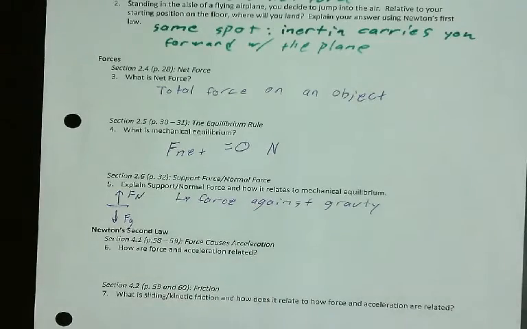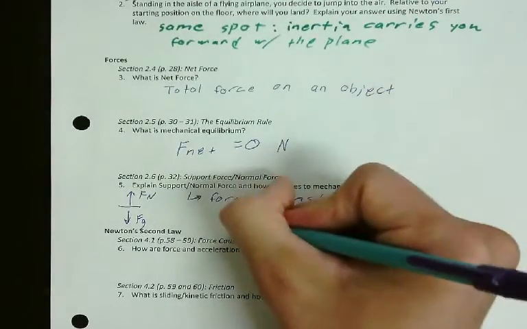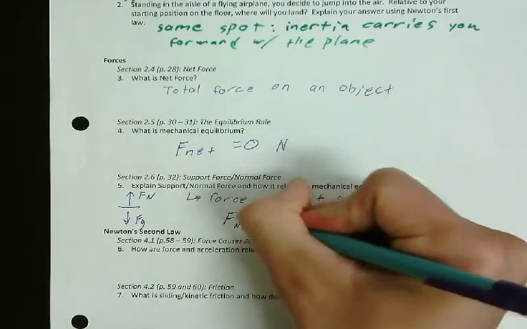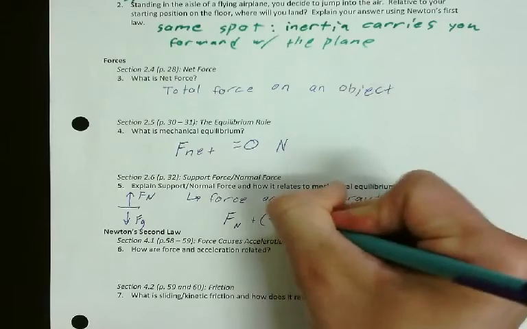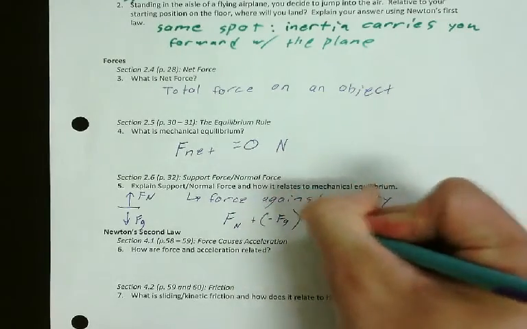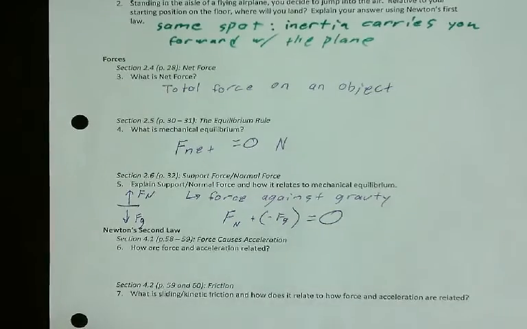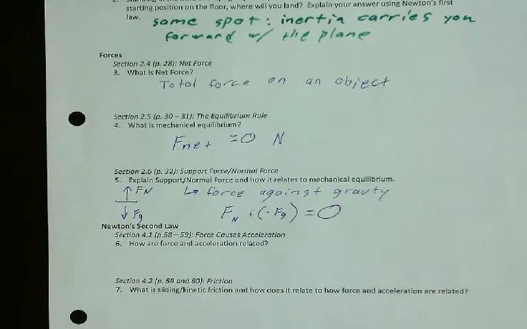What does it have to do with mechanical equilibrium? That normal force plus negative gravity, because gravity's down, gives you a net force of 0. So the reason why it has to do with equilibrium is because they generally will balance each other out. Good.